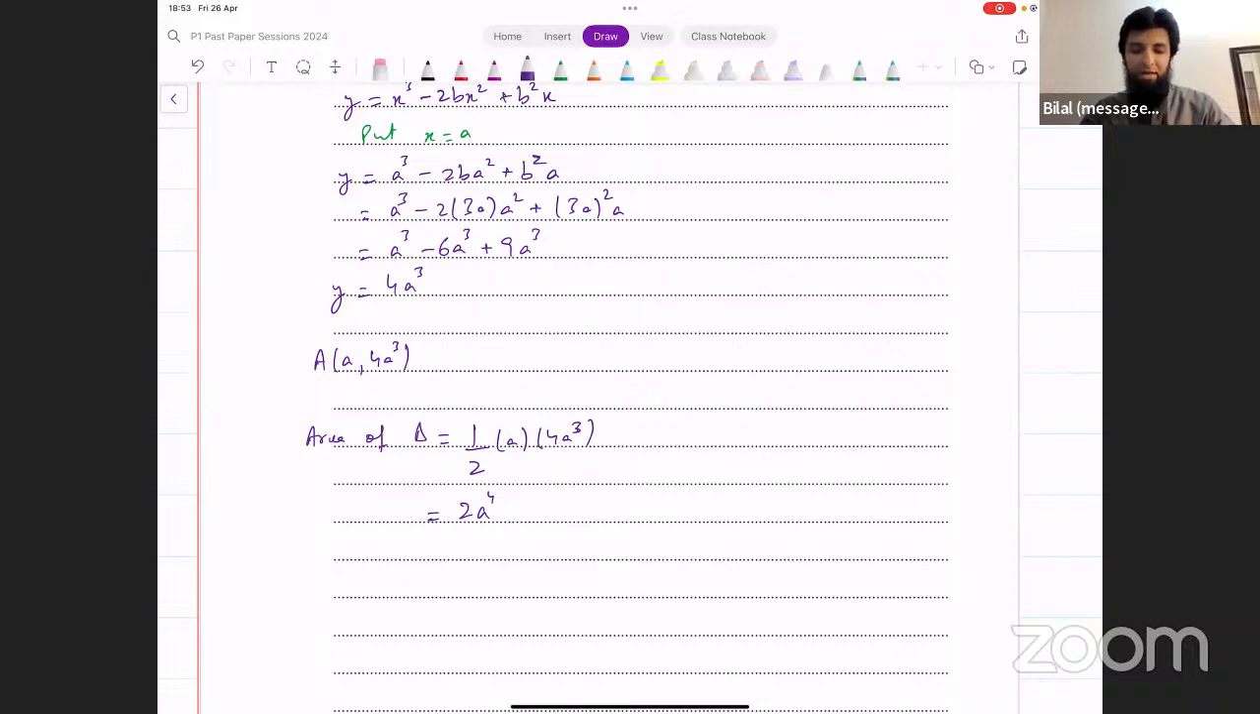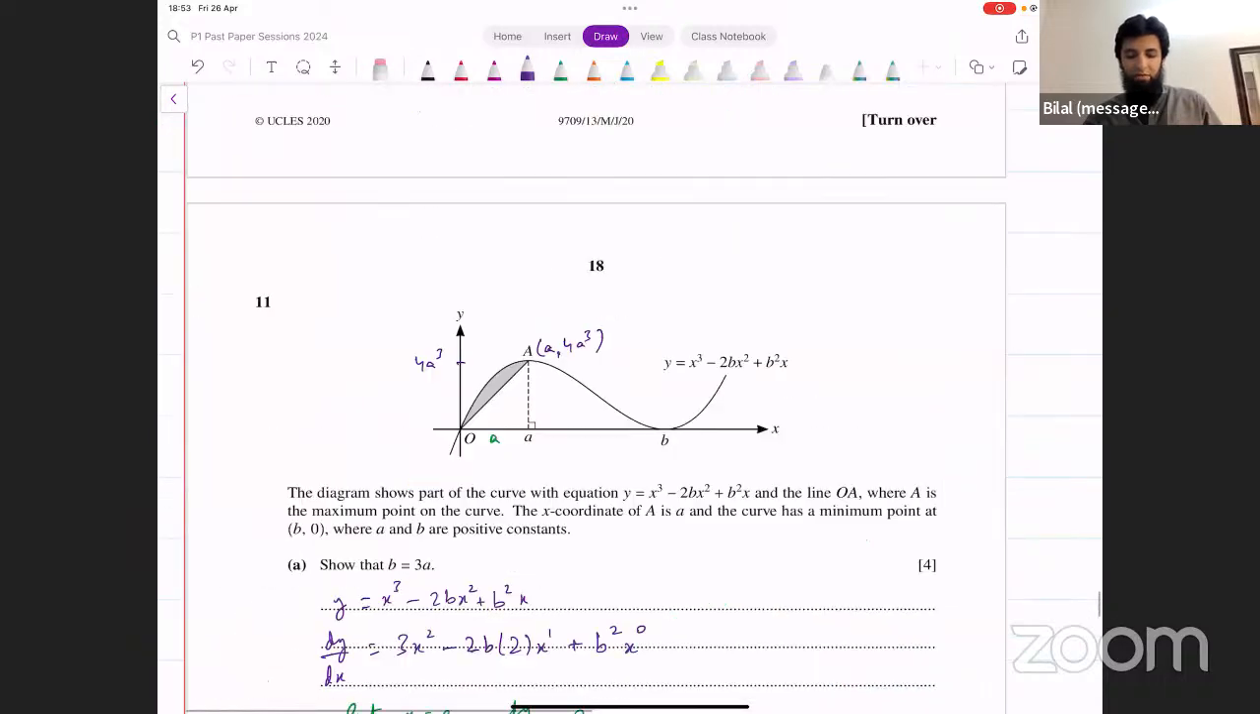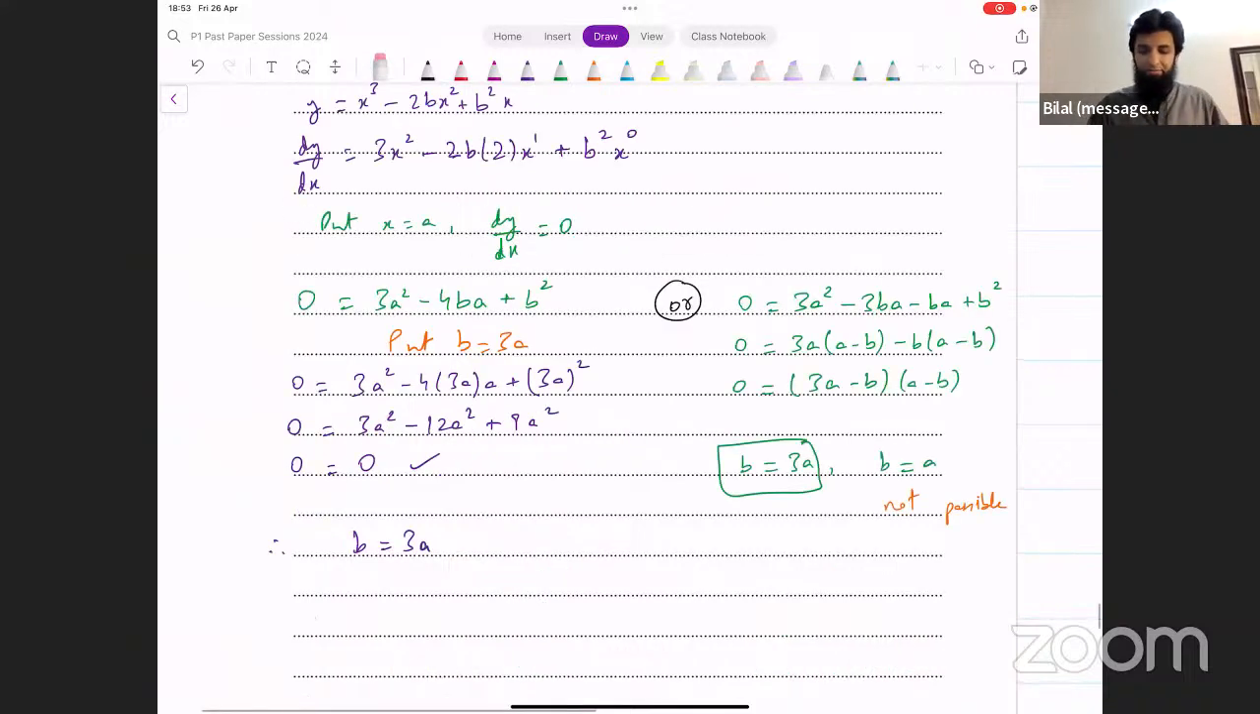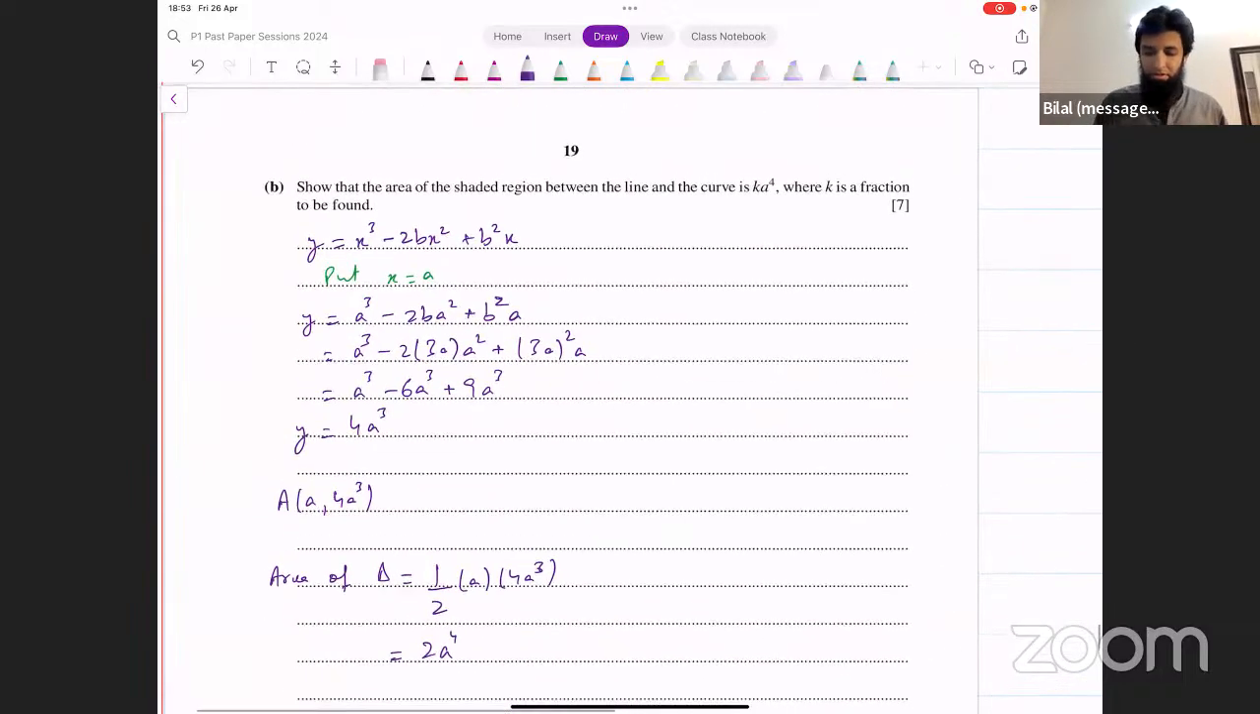Once we have the area of the triangle, we can find the area under that curve. We've got this curve now. We just integrate this curve, input the limits from 0 to a, and see what that gives us. y equals x cubed minus 2bx² plus b²x. Area between a graph and x-axis. What's the formula for that? Integral of y with respect to x. Limits are from 0 to a.